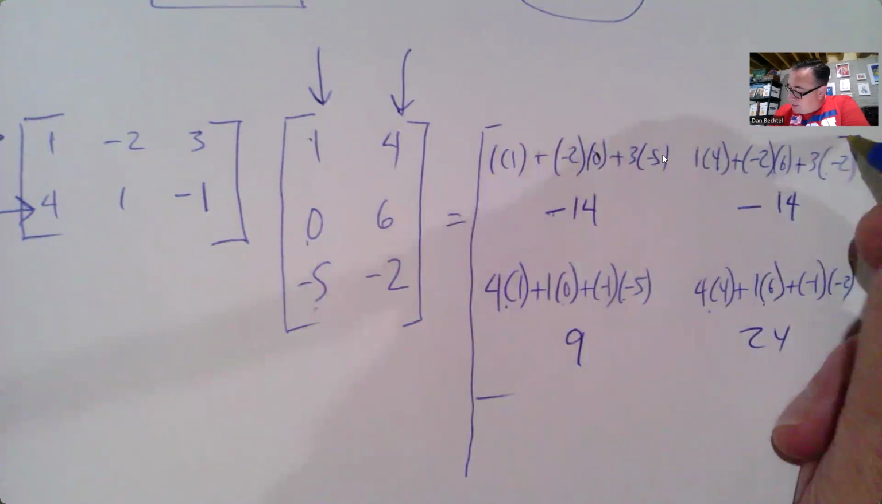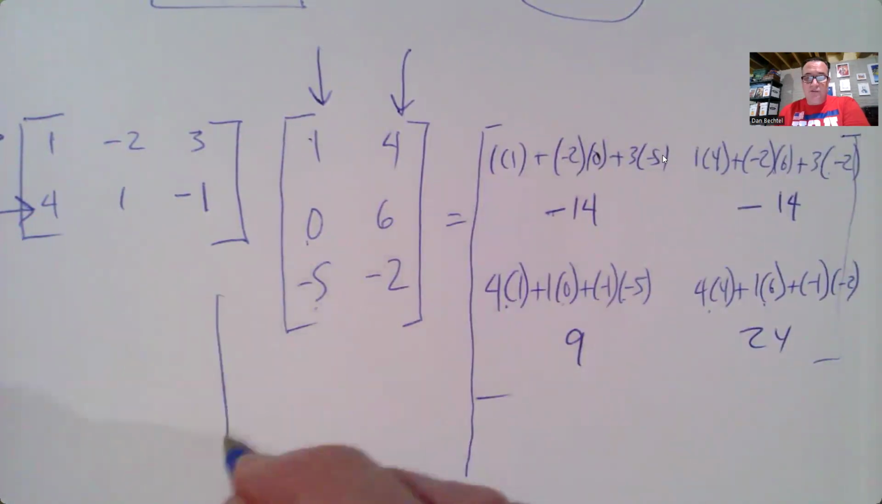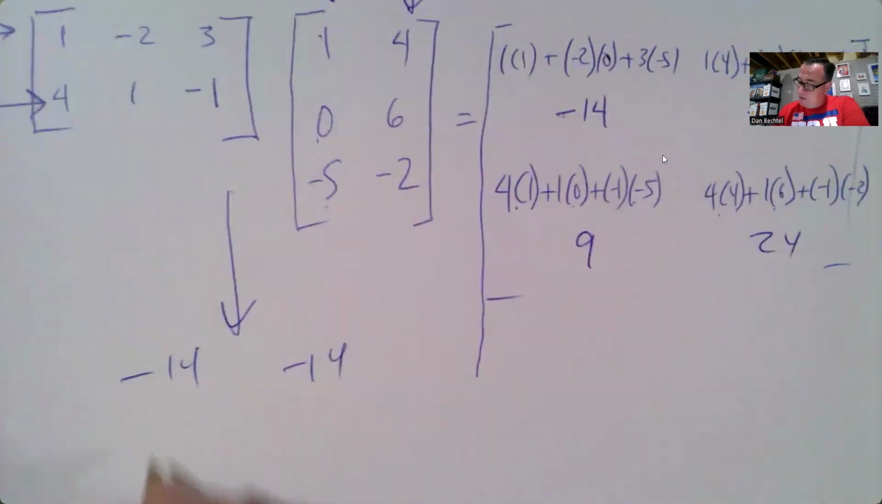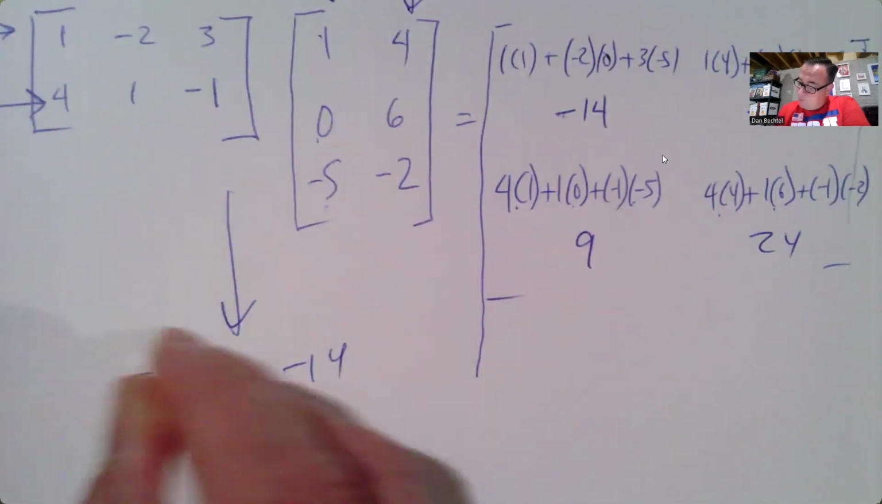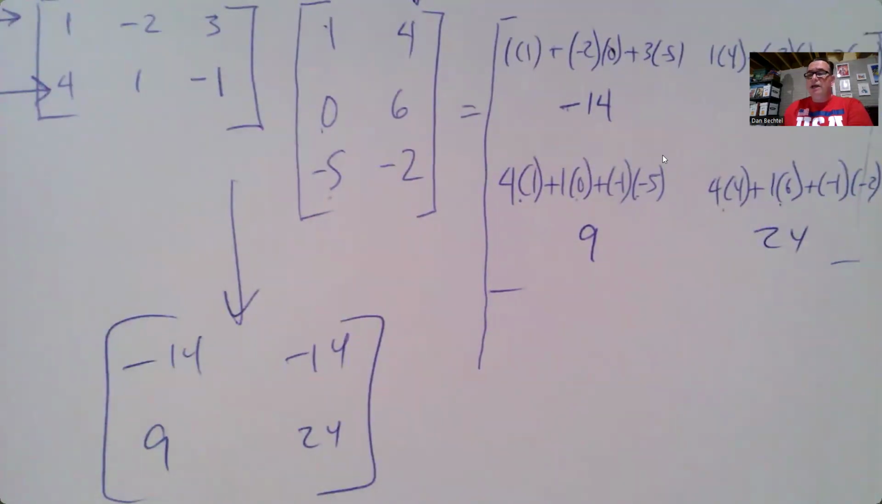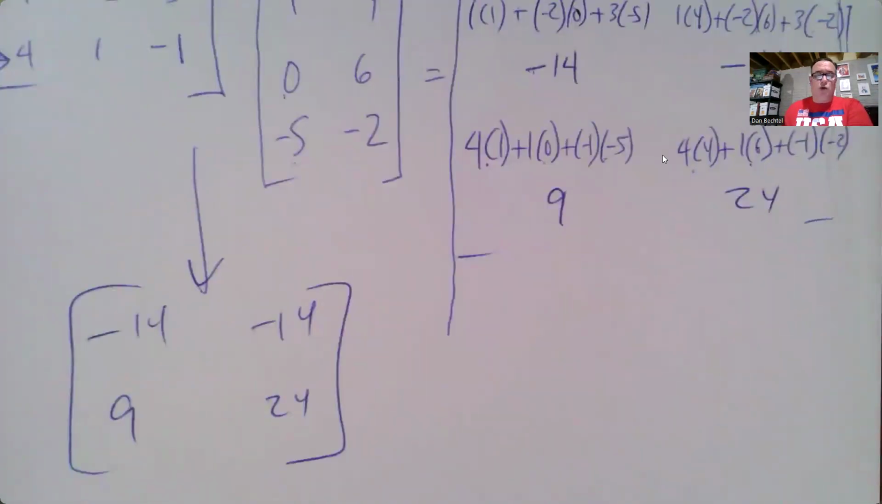So when we multiply these matrices together, our final answer for this is going to be -14, -14, 9, and 24 as our result. And that's what we're going to be looking at for something like this. So multiplying isn't that difficult to do. You just have to show all the work of what you're doing. And we should be good with that.